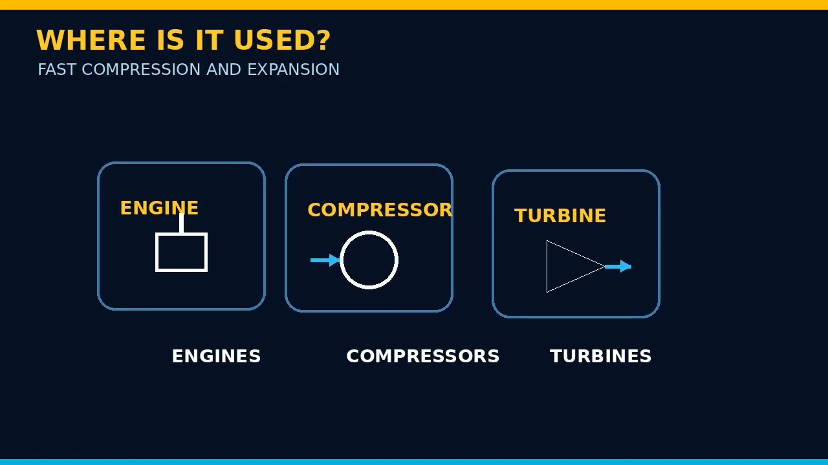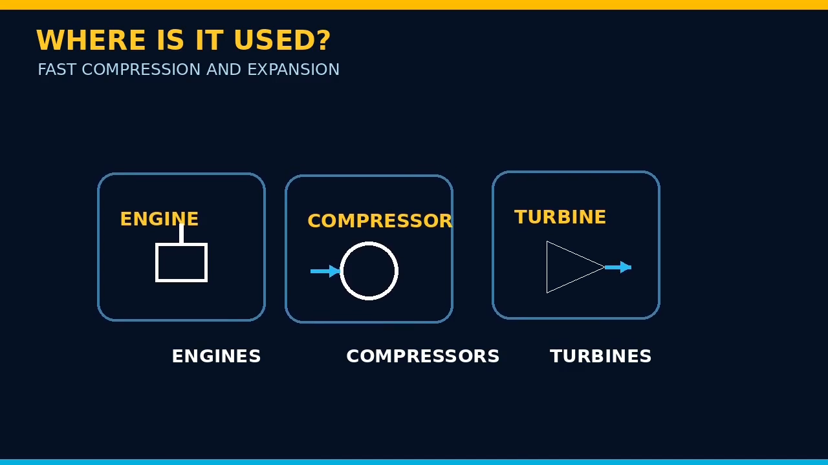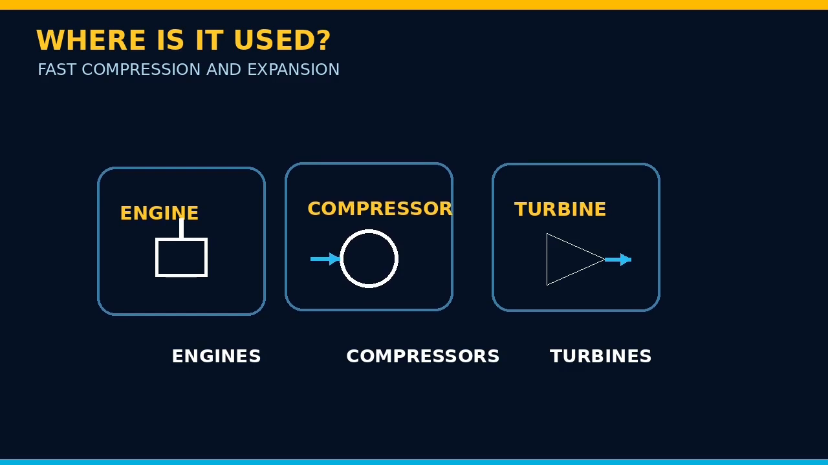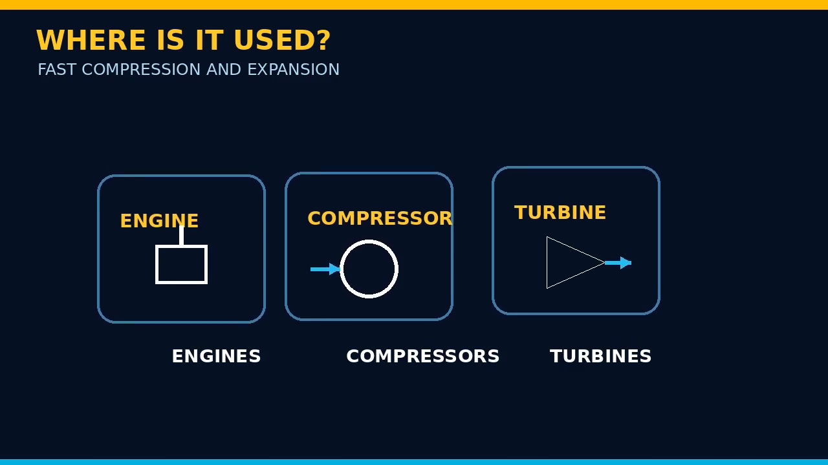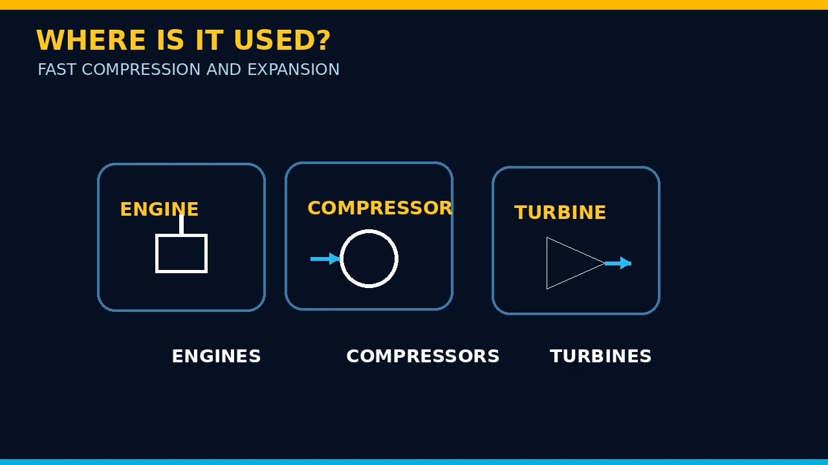Adiabatic processes are very important in engineering applications. They are approximately used in air compressors, gas turbines, internal combustion engines, and aircraft engines. They are especially important when compression or expansion happens rapidly.